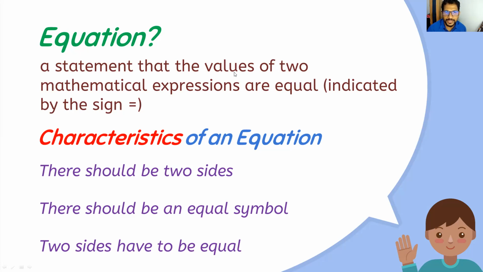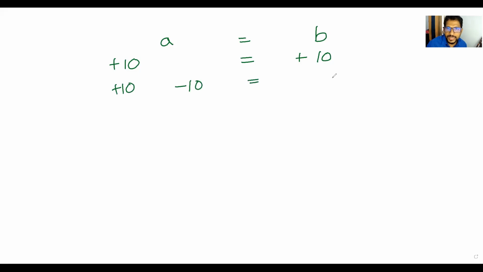Right. Let me tell you something, children. Let's say we have an equation like this. Side A is equal to side B. Let's say that you have added 10 to this side. How to get this equal? The same value should be added to the other side, or you can do it this way: plus 10 on this side and minus 10 from this side. Again, side A is equal to side B.